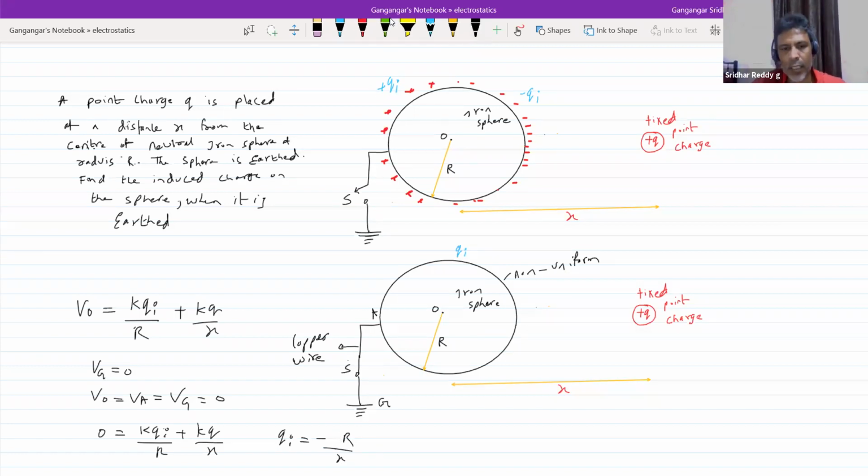Okay, this is about the induced charge. I got a negative sign. What does it mean? Negative charge will be present. The positive charge will be pushed to the earth. Why? Because of Coulomb's repulsive force. There's a positive point charge, so the negative induced charge will be attracted by the point charge. Positive induced charge will be pushed to the earth, only when you close the switch.